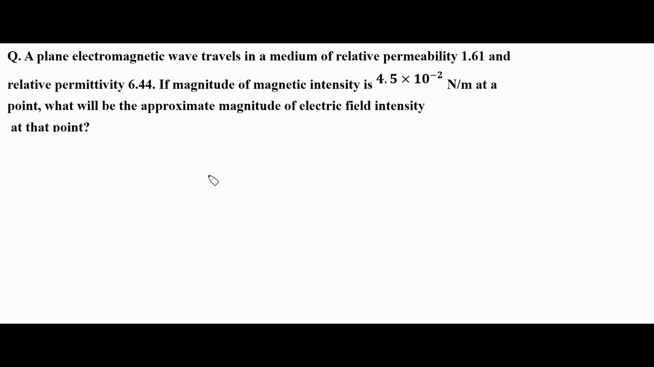So here is another question on properties of electromagnetic waves. It is given that a plane electromagnetic wave travels in a particular medium which has a relative permeability of 1.61 and a relative permittivity of 6.44. If the magnitude of magnetic intensity at a particular point is 4.5 into 10 to the power minus 2 Newton per meter, what will be the approximate magnitude of electric field intensity at that point?